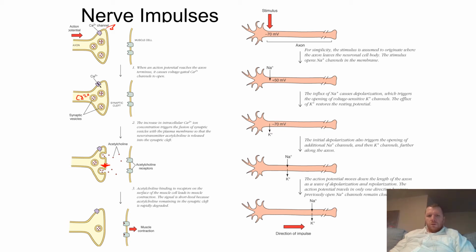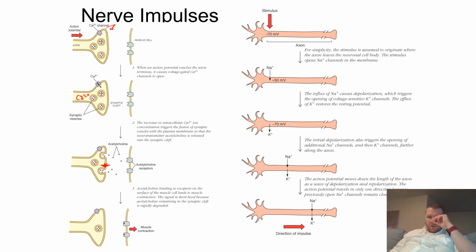That acetylcholine is going to then bind to these receptors on our muscle cell, and this is going to lead to muscle contraction. This signal is very brief because acetylcholine remaining in the synaptic cleft is rapidly broken down. But if you have acetylcholinesterase inhibitors, well then this is going to stay there and continue allowing that to take place.